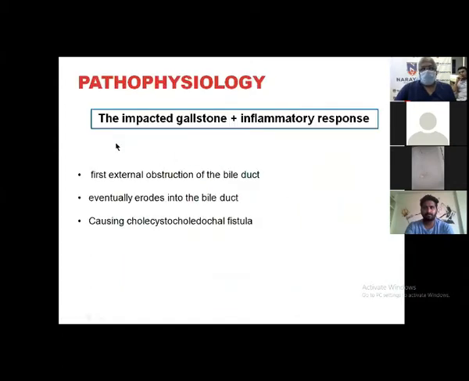Pathophysiology. The impacted stone plus inflammation due to obstruction first causes external obstruction of the bile duct, and eventually erodes into the bile duct by constant irritation. The second stage may go into a cholecystocholedochal fistula. No more does the cystic duct prevail there. It becomes one communication between the gallbladder and the common bile duct.